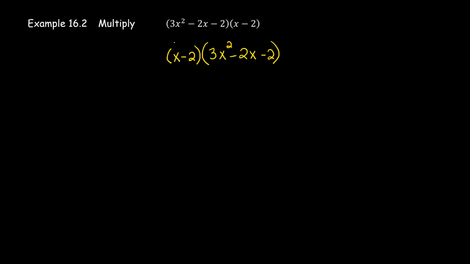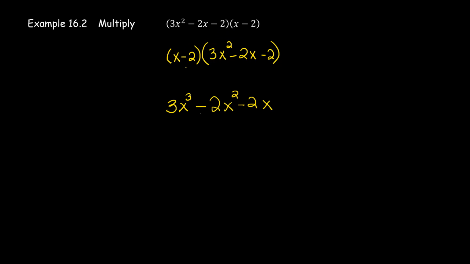So I'm going to start with the x. I'm going to multiply the x times the first term in the second polynomial. So that'll be x times 3x squared, which will be 3x cubed. So x times negative 2x is going to be minus 2x squared. And lastly, I'm going to multiply that x by the negative 2, so negative 2x. So that's all I needed to do with that x.